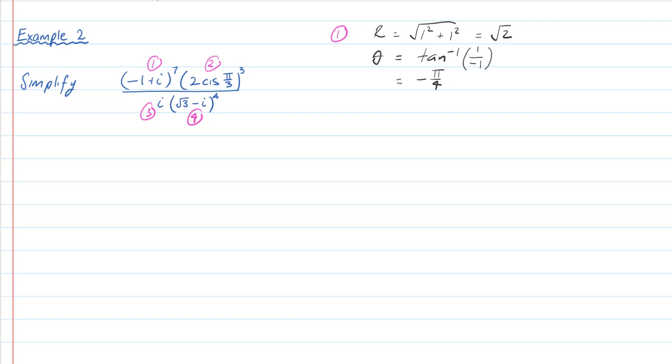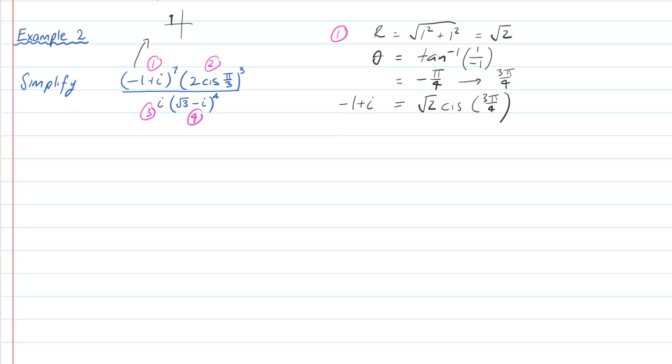But this guy on an Argand diagram is actually negative 1 plus i, so it's up here. So we're dealing with a second quadrant, and negative pi on 4 is in the fourth quadrant. So actually I'm going to convert this to 3 pi on 4. For tan I can just add pi to move it around. So I get 3 pi on 4 as my theta value, and so overall negative 1 plus i is equal to root 2 cis 3 pi on 4.